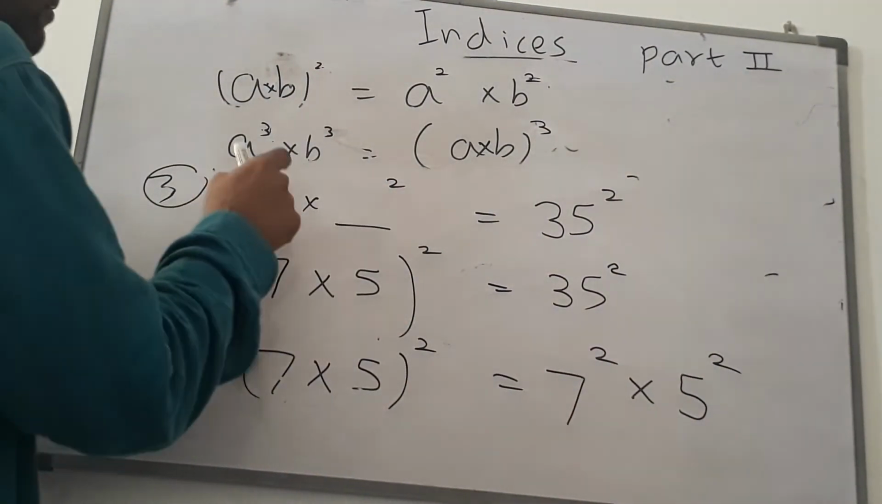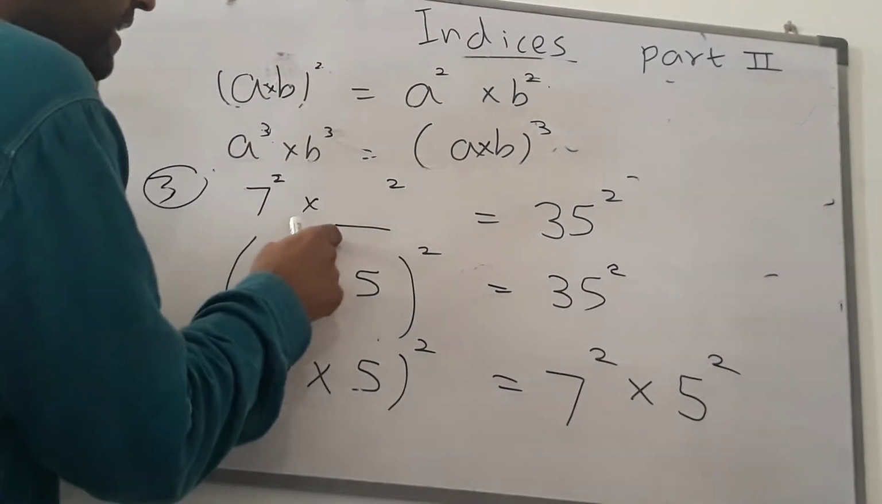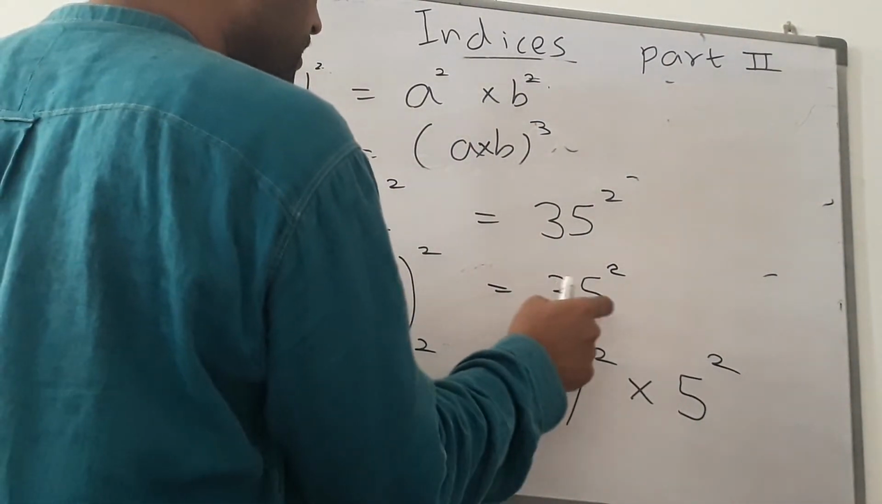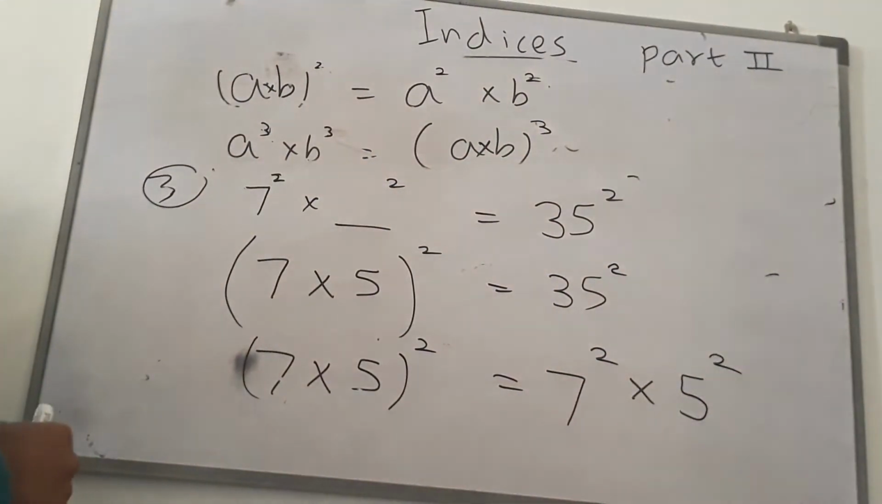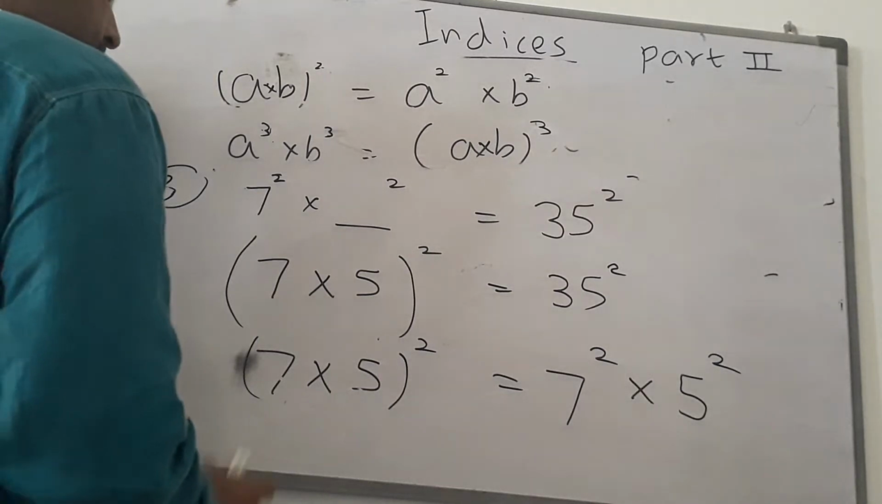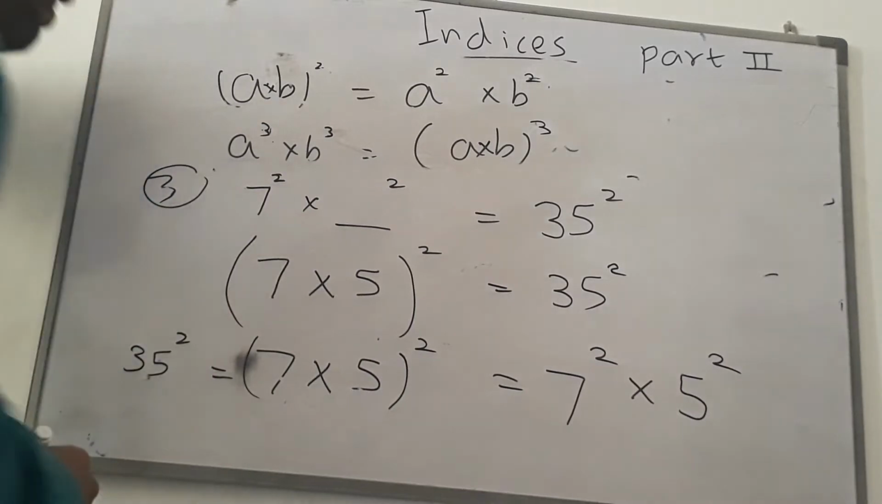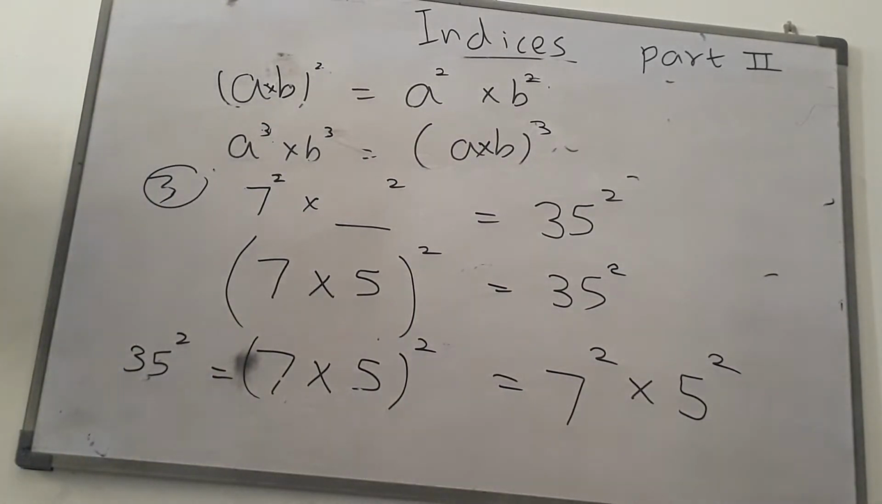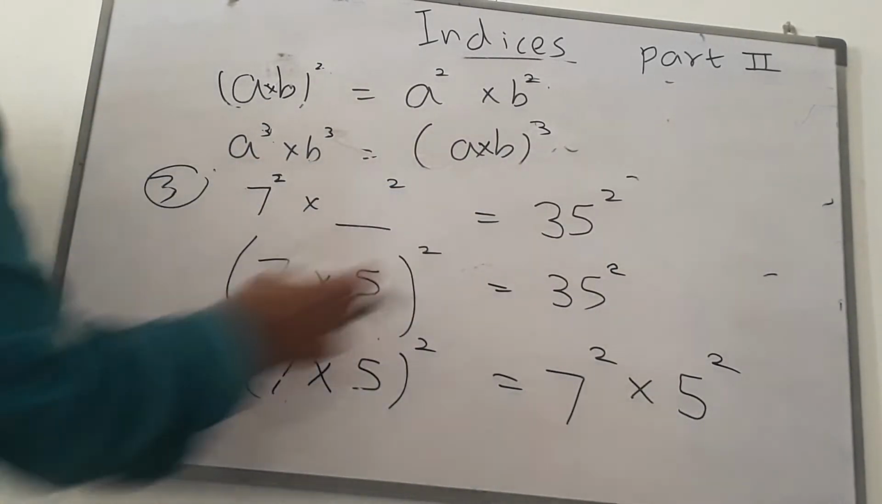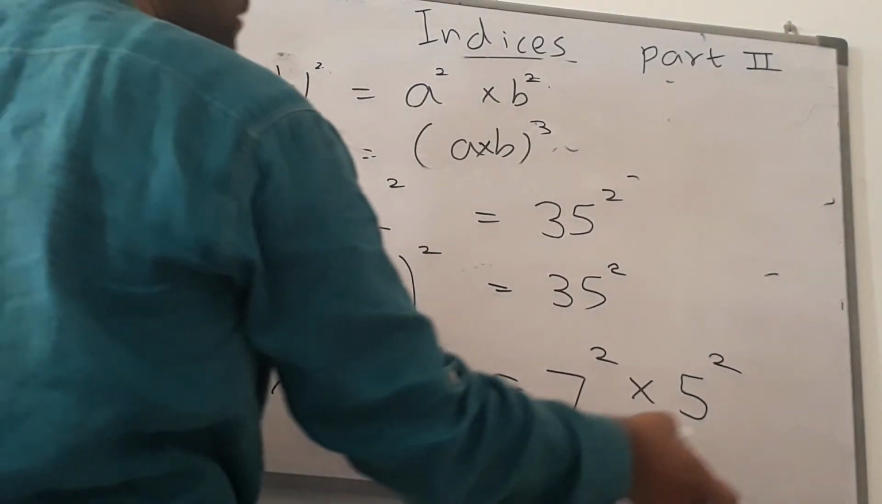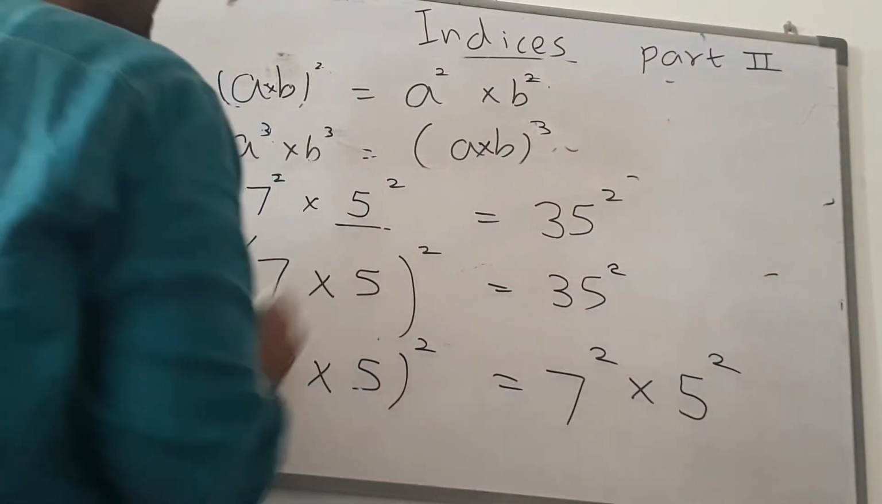So 7 to the power 2 is there, something to the power 2 is equal to 35 to the power 2. So what is the answer here? So 35 to the power 2 is equal to 7 to the power 2 times 5 to the power 2. So here the answer is 5.